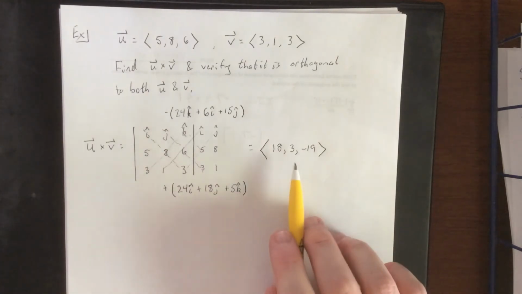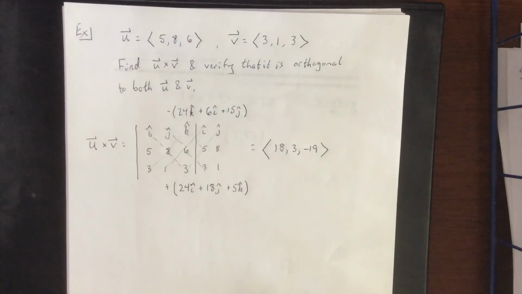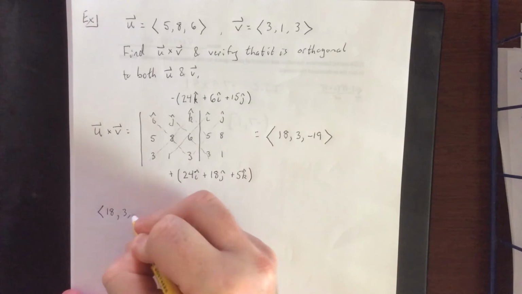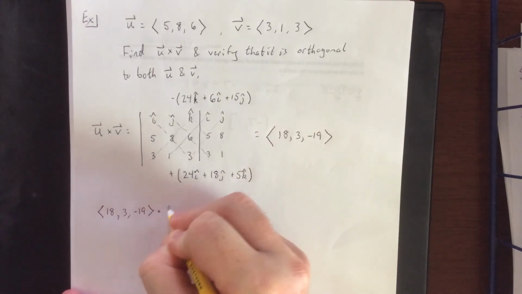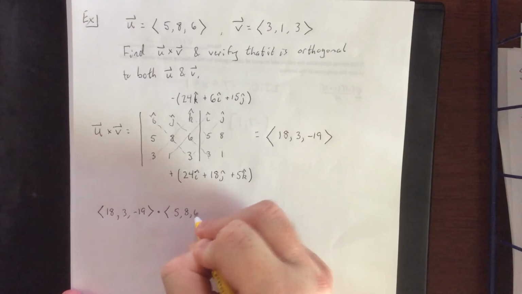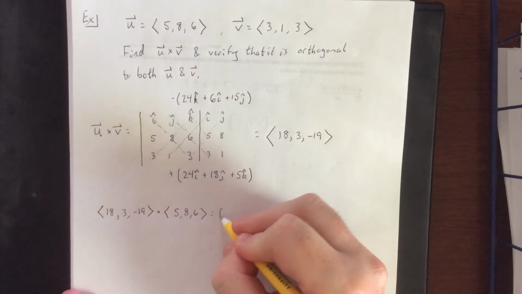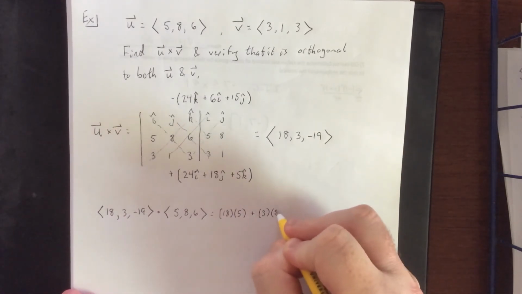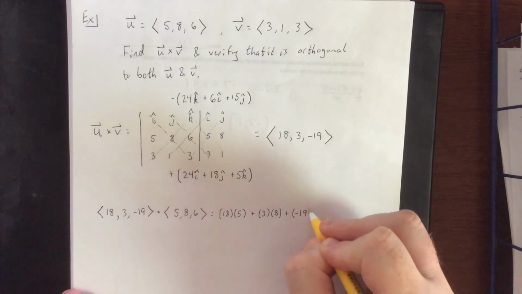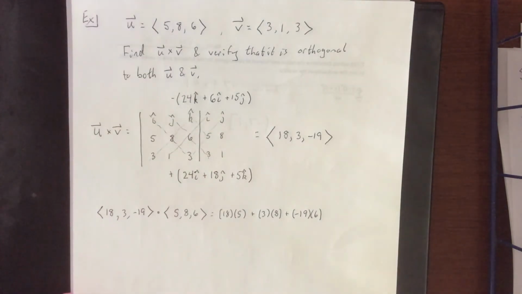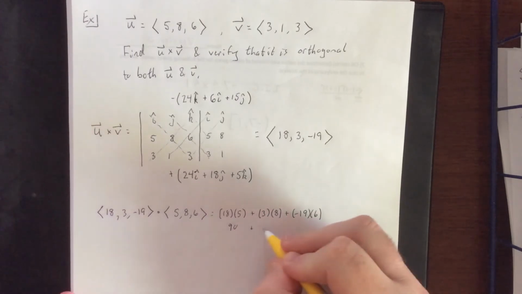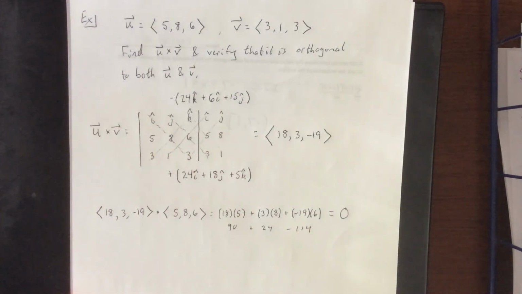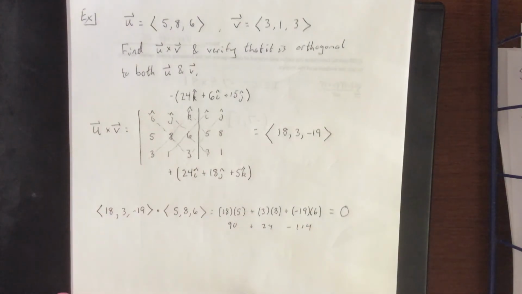Now, what I'm going to do is verify that this is orthogonal to both of the original vectors by taking the dot product of this with both of the original vectors. So take 18, 3, negative 9. We're going to dot this with the vector 5, 8, 6. So that'll be 18 times 5 plus 3 times 8 plus negative 19 times 6. So we're looking at 90 plus 24 minus 114. That is, in fact, equal to 0, verifying that this is orthogonal to the vector U.